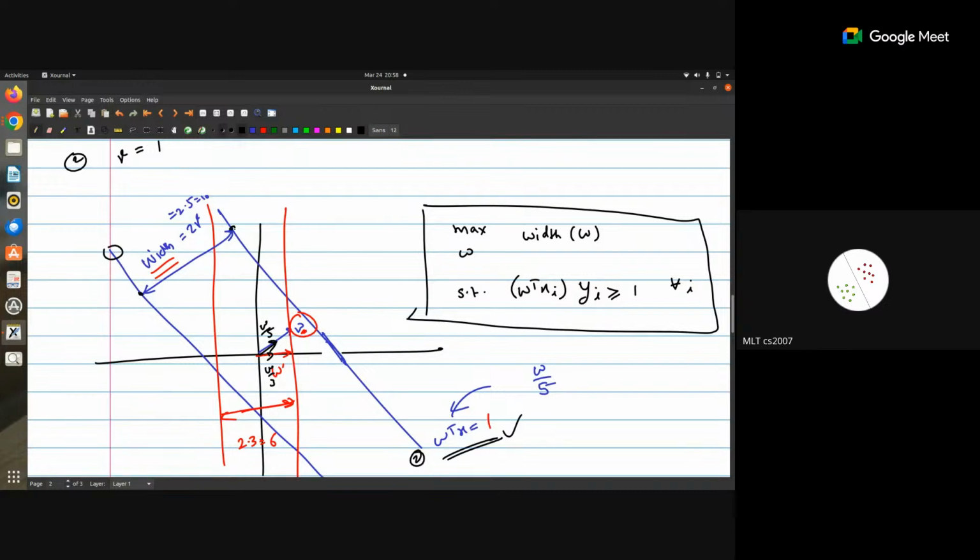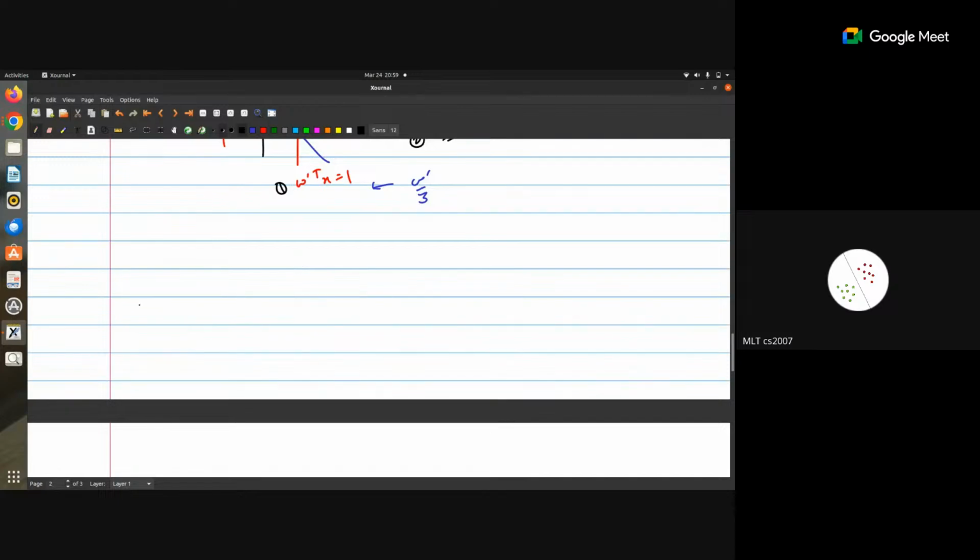The distance between these two points, right? Any point on this line, will it have the same distance on these two lines? Yes, they are parallel. And the solution to this, the width of W, is coming out to be what? Whatever the length of W is, 2 divided by that will be the width of W. Fine.